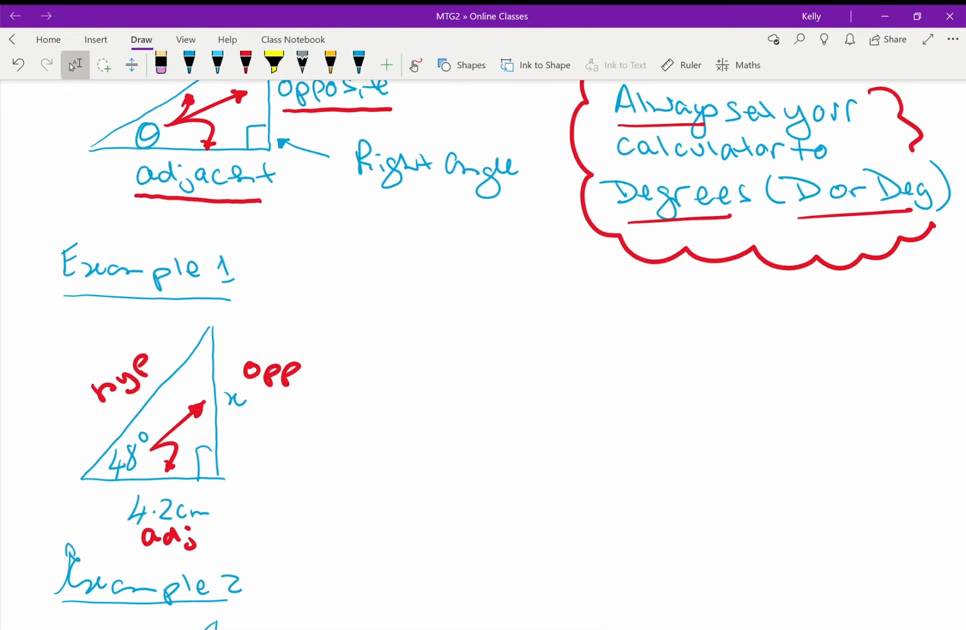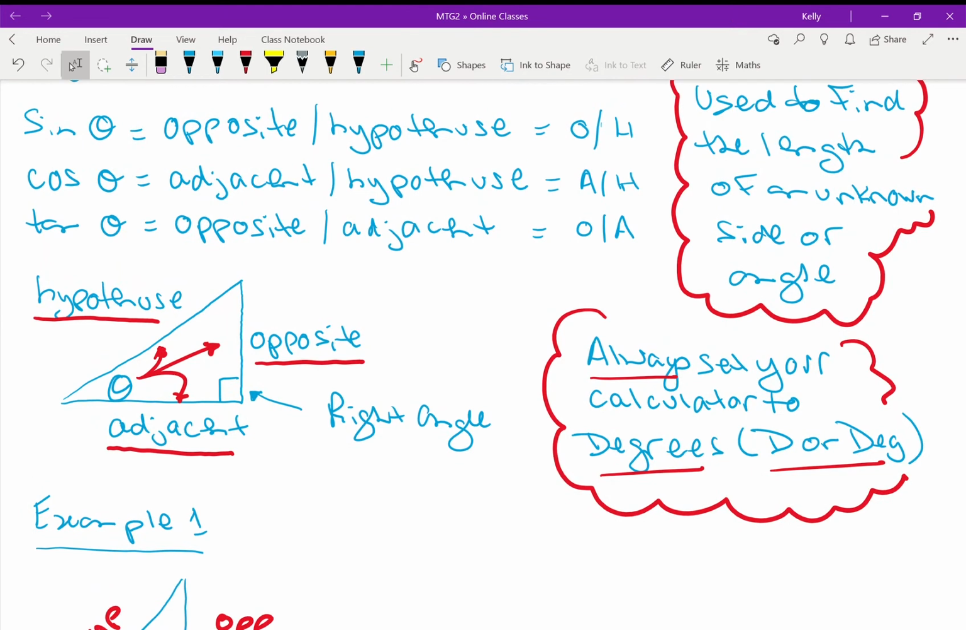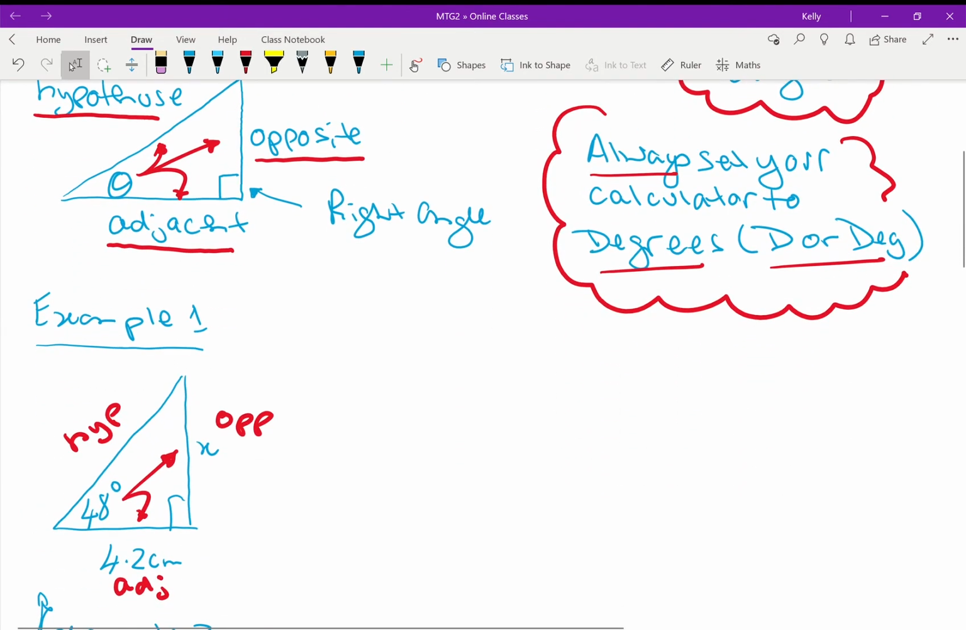First one, example number 1. First thing to do is to identify which one of the ratios you're going to use for your problem. So for this one here, we've got the opposite side and we've got the adjacent side. So I look up at my ratios and I think opposite and adjacent, opposite divided by adjacent. So I'm going to go with my tan ratio. So tan of theta is equal to my opposite side divided by my adjacent side.